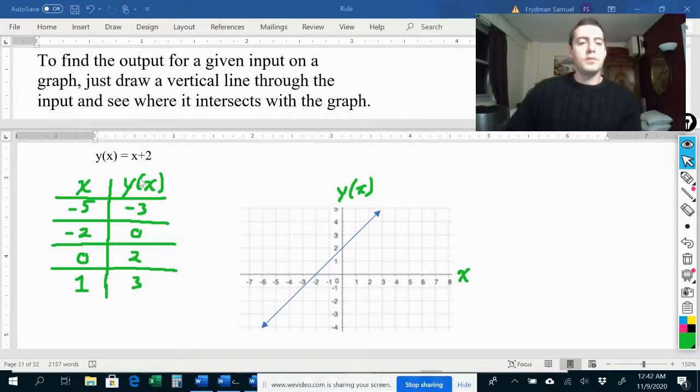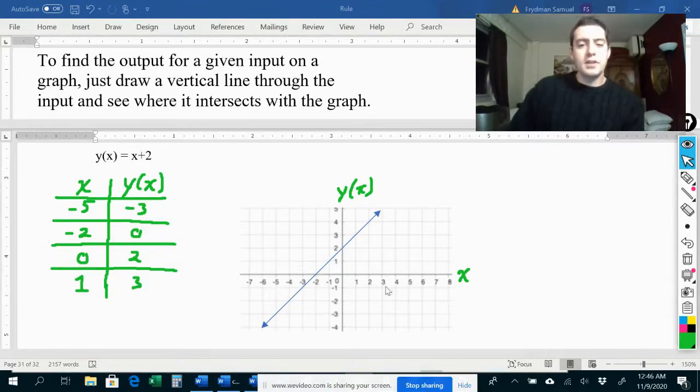Okay, so for example, let's say we have this function y of x. So y is a function of x, and it is equal to x plus 2. So whatever x is, we just add 2 to find y. For example, if x is -5, then we do -5 plus 2, and that's -3, so y would be -3. If x is -2, -2 plus 2 is 0. If x is 0, then 0 plus 2 is 2, and if x is 1, then 1 plus 2 is 3. So those are just some examples.